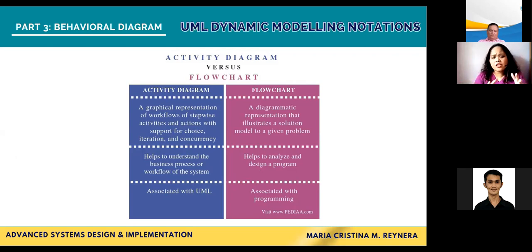In conclusion, the main difference between the activity diagram and the flowchart is that the activity diagram is a UML behavior diagram that represents the workflow of stepwise activity of the system, while the flowchart is a graphical diagram that represents the sequence of steps on how to solve a problem. That is the difference of the two.